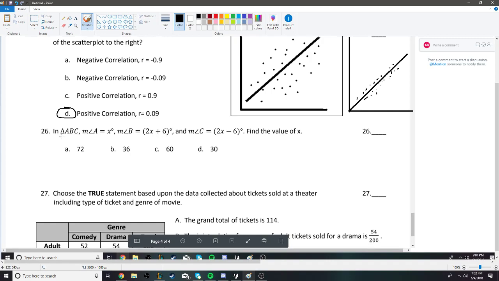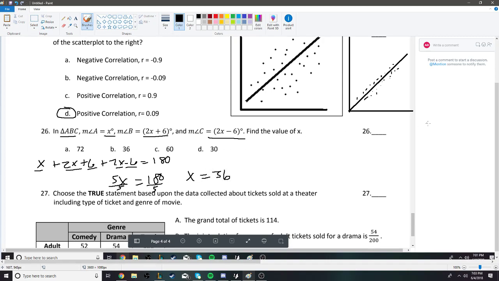26. It's a triangle, so all of these need to add to 180. So x plus 2x plus 6 plus 2x minus 6 equals 180. Combine like terms: x plus 2x plus 2x makes 5x. 6 minus 6 is 0, equals 180. Divide both sides by 5 to get x equals 36. B.